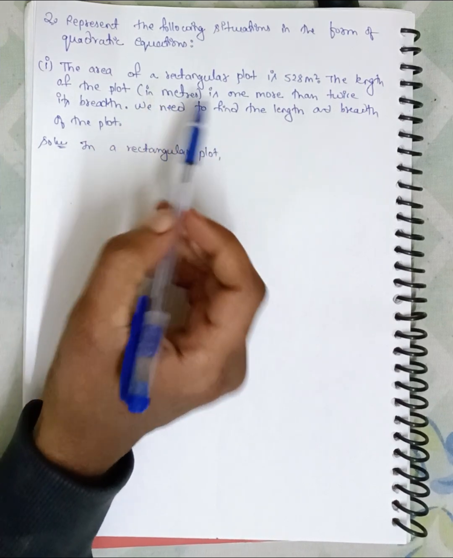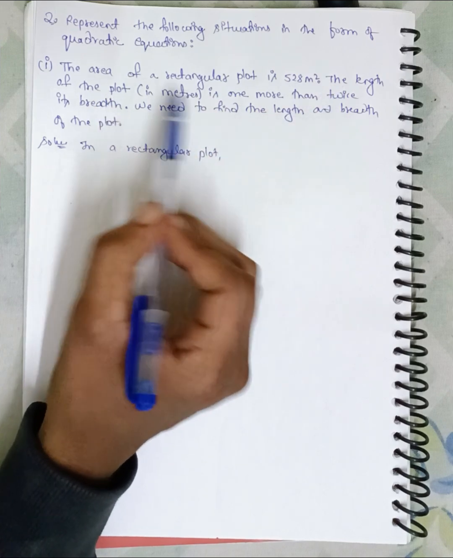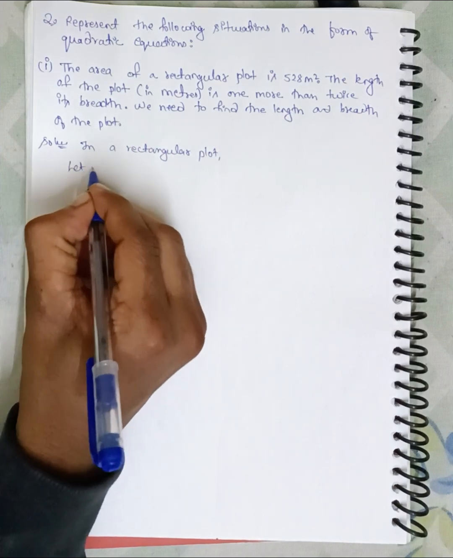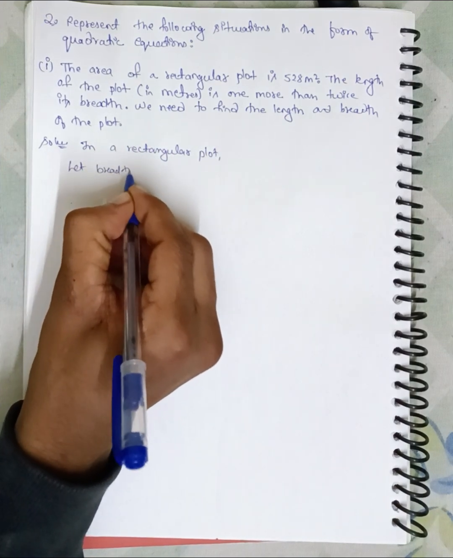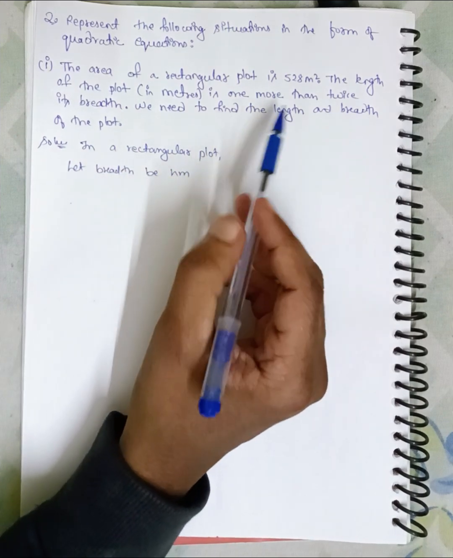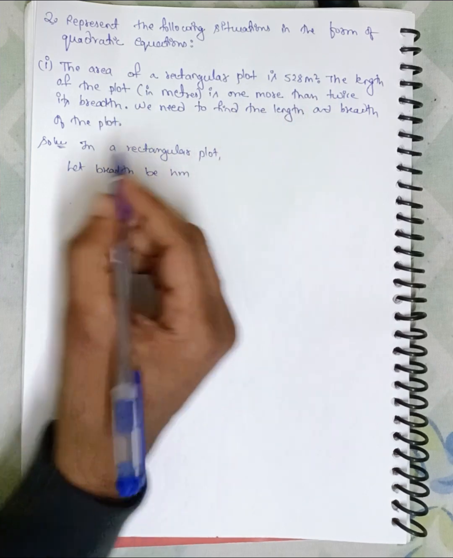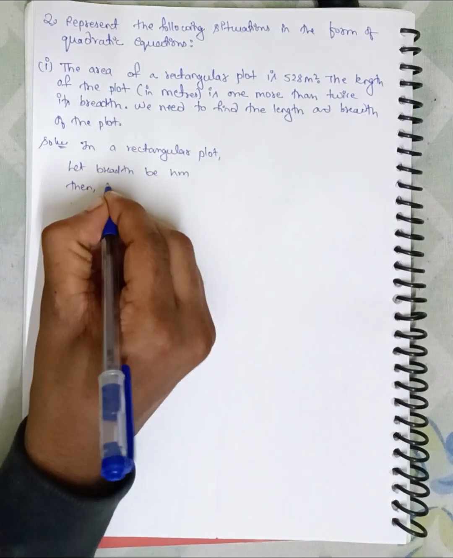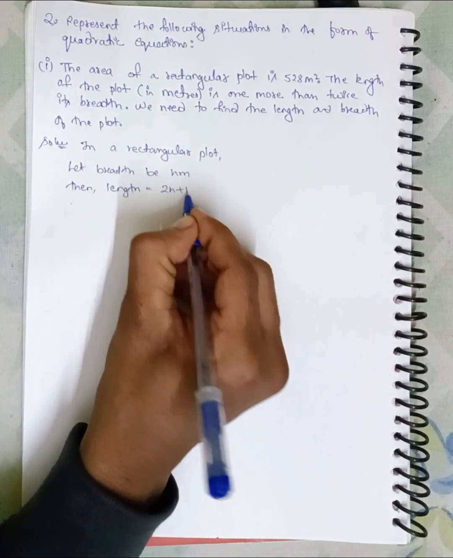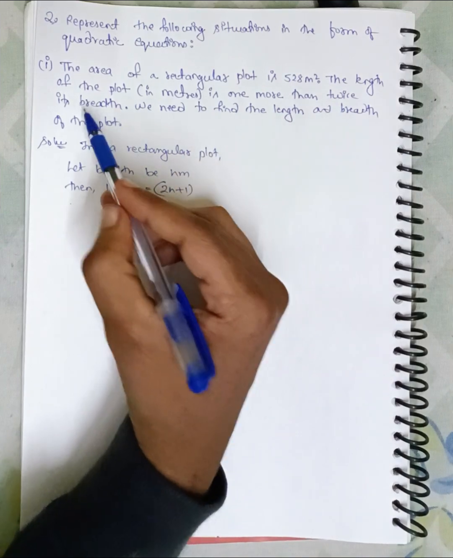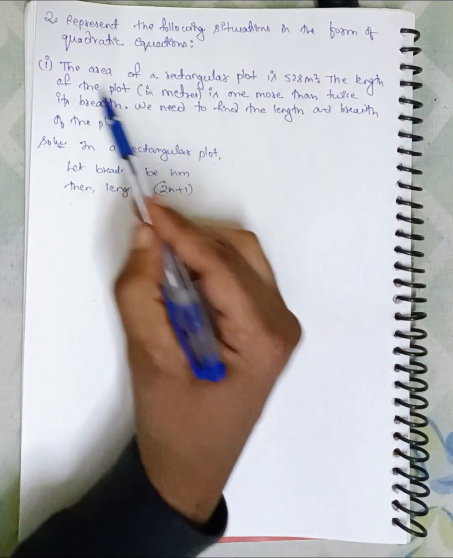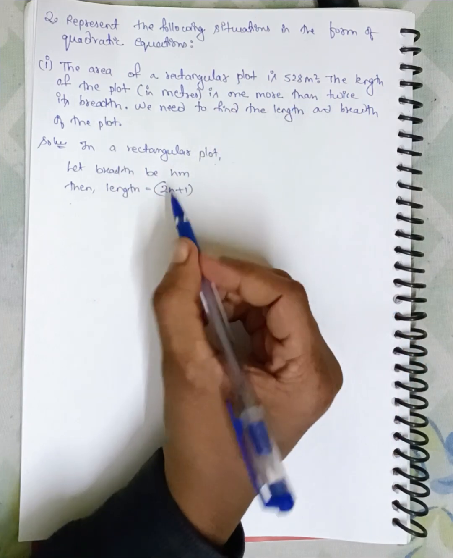So we are given that the length of the plot is 1 more than twice its breadth. So we will let the breadth of the plot be x meter. Then the length is equal to 2x plus 1, because it is given twice its breadth. So we will do twice the breadth and 1 more than, so we will add 1.